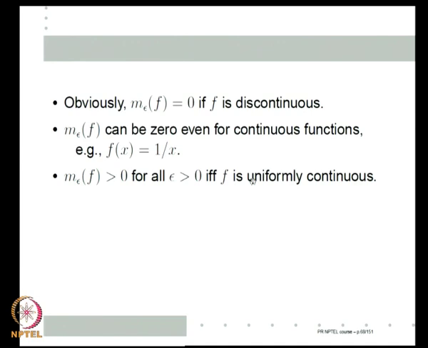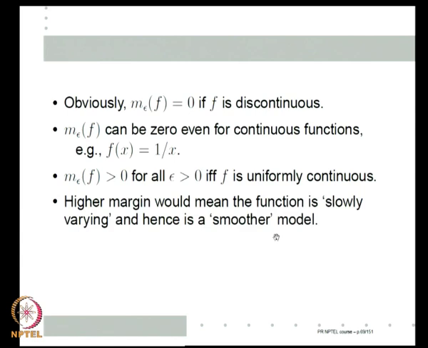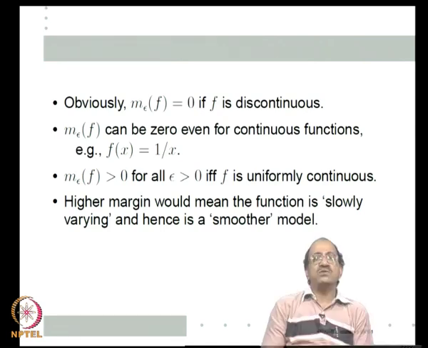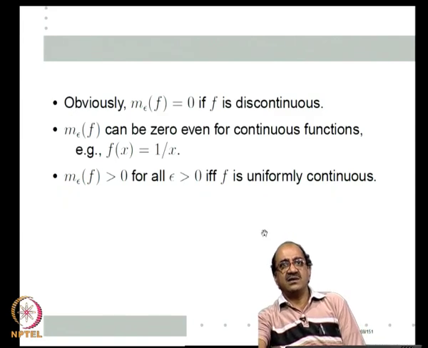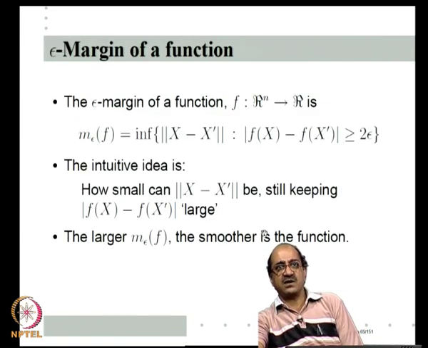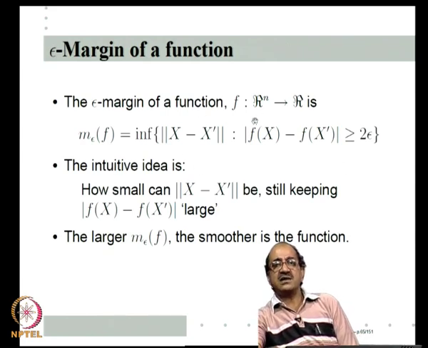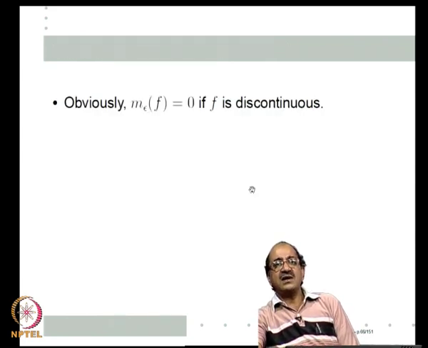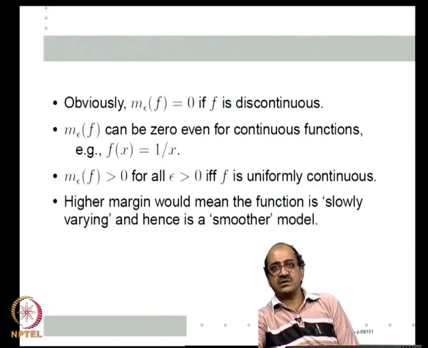One can show that for the epsilon margin to be greater than 0 for every epsilon greater than 0, f has to be uniformly continuous. Do not worry if you do not know what uniform continuity is, we really do not need it. Essentially, the higher the margin, the smoother the function is: it is slowly varying and hence smoother. We have defined this as the epsilon margin, and it is easy to see that the higher the epsilon margin, the smoother the function is. Now, let us calculate the epsilon margin for linear models.